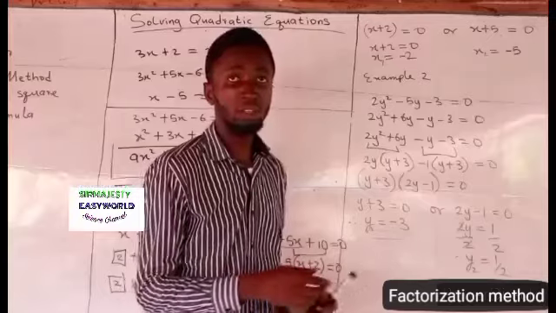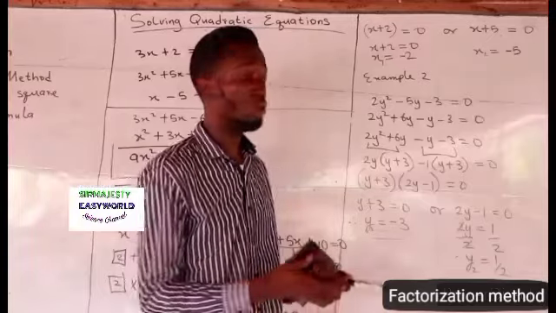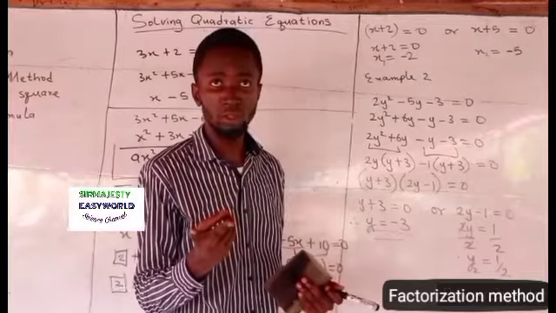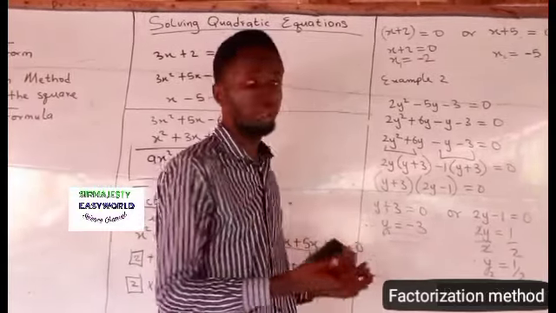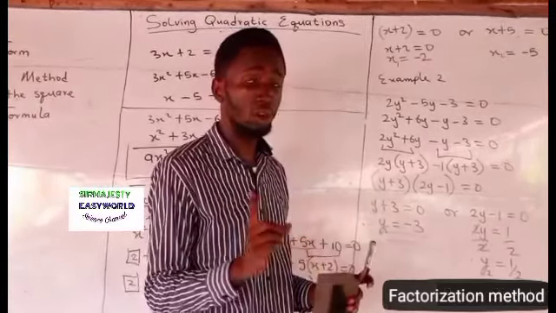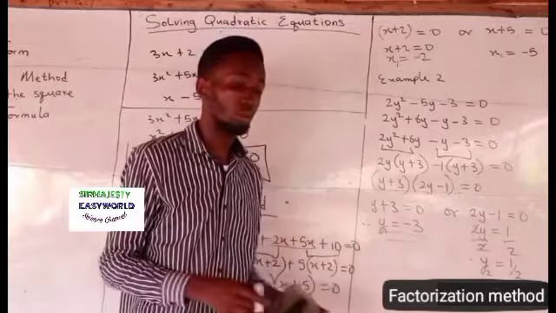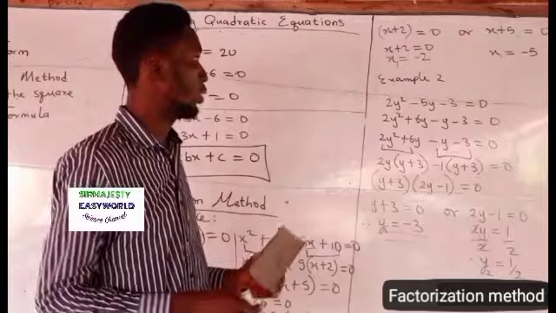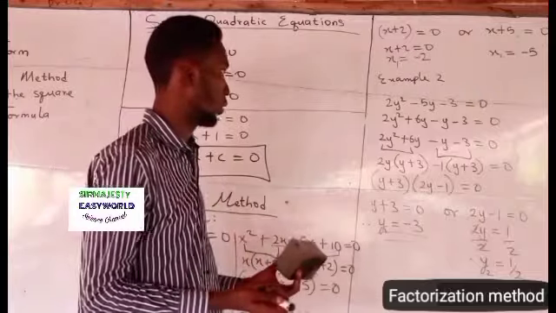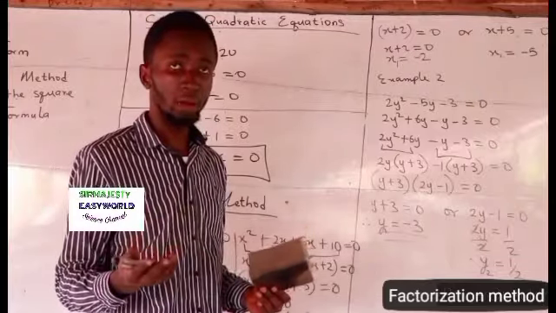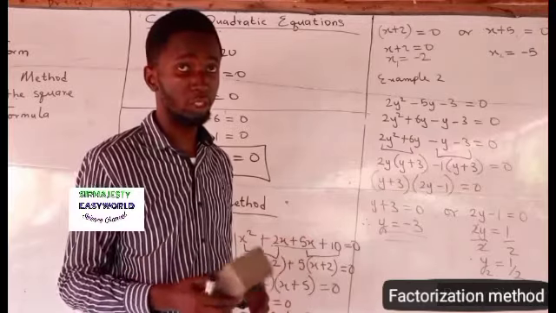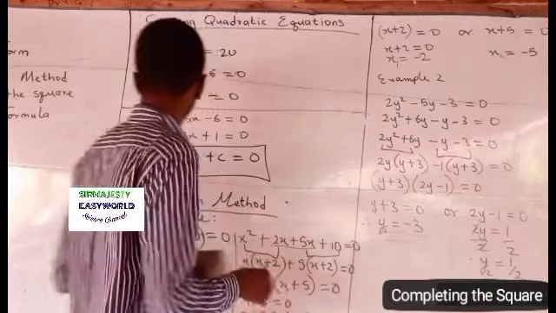So as you can see, whenever you solve a quadratic equation, you usually end up with two values, because a quadratic equation usually has two values. Not all quadratic equations have two values though, but most of them have two values. So that's all you need to know about factorization. Now we are going to move into the completing the square method.